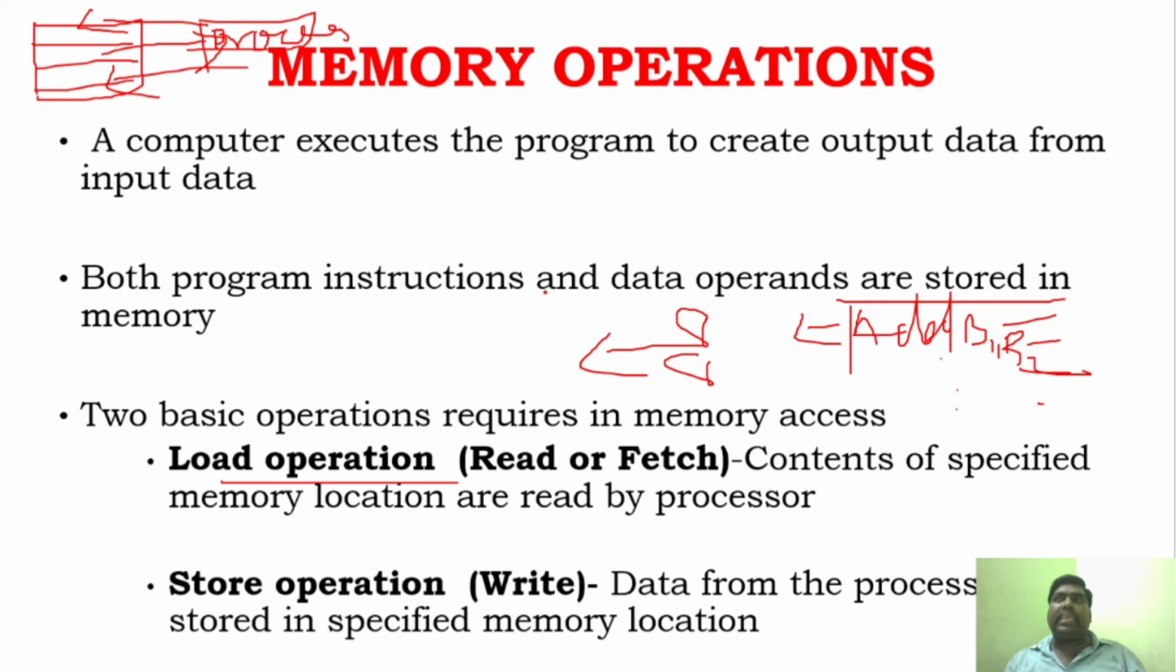And the store operation is the write operation. That is, the processor will store some information to memory. For example, if it performs an addition operation, addition of B1 and B2, and it has a result, the result has to be stored in the memory. Once again, the processor will send the address location and the result to the memory. After receiving the result, the memory will store it in that particular address location. This is called the store operation.